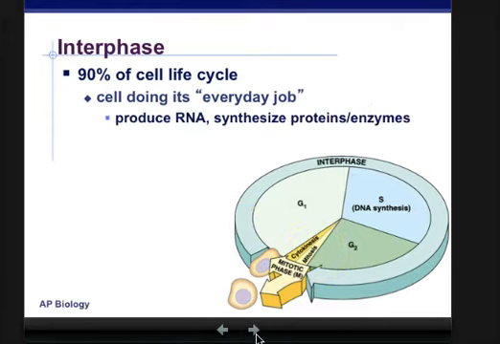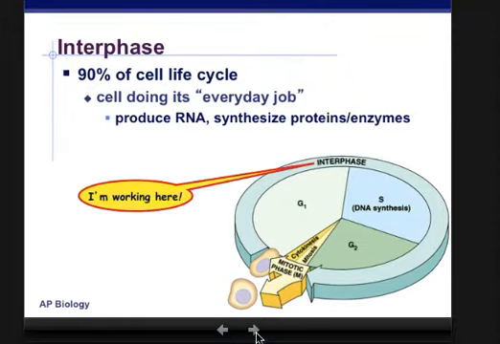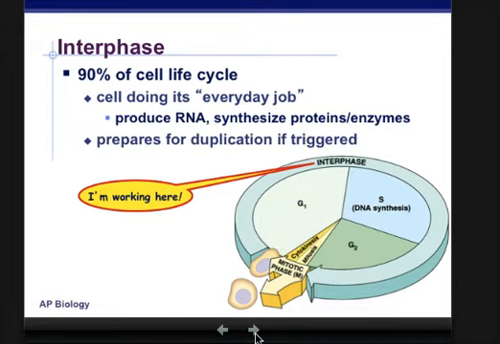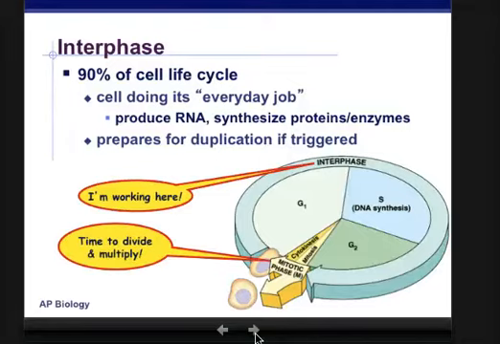So there are cells doing their jobs. They're making RNA, they're making proteins, they're making enzymes, they're making whatever they're making. So they're working here. The cell is doing its regular job. It will prepare for duplication if triggered. So it's going to have to be triggered to go on to divide, and we'll talk about that a little bit more. It's going to get the message to divide and multiply.